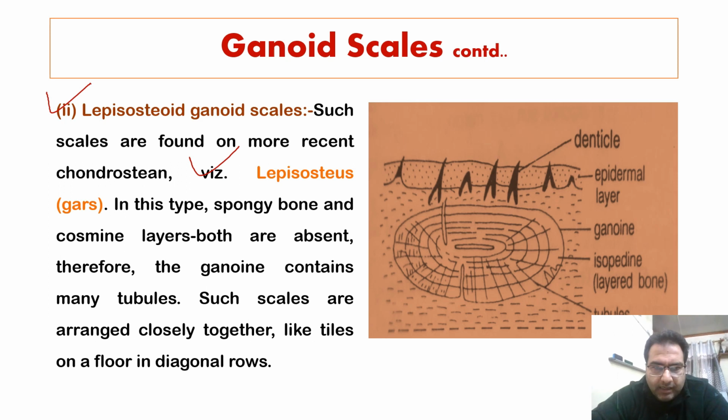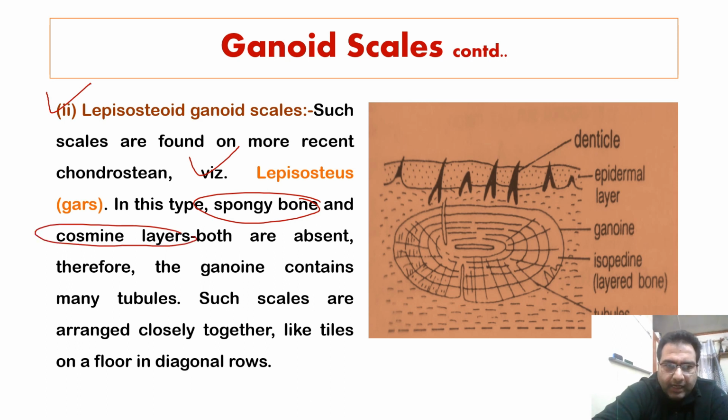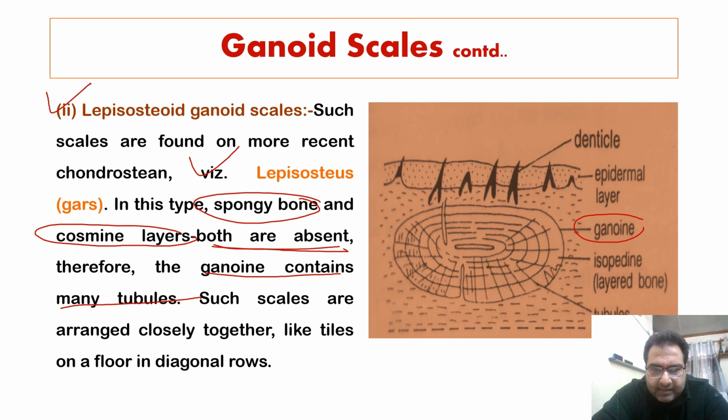In this kind of scale, the spongy bone and cosmine layers are both absent. That is, the spongy bone, the vascular layer, and the cosmine layer are both absent in these cases, but the ganoine contains many tubules. The ganoine layer is present, and such scales are arranged closely together like tiles on the floor in diagonal rows. What we are seeing here is the isopedine layer, the ganoine layer, and above it the epidermal layer and denticles, but in this case the cosmine layer and the spongy bone are absent.